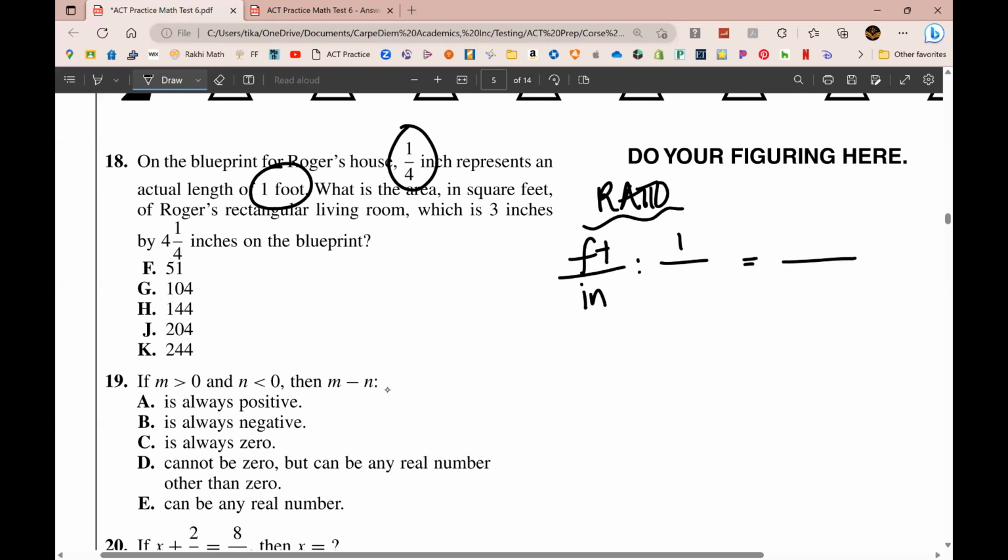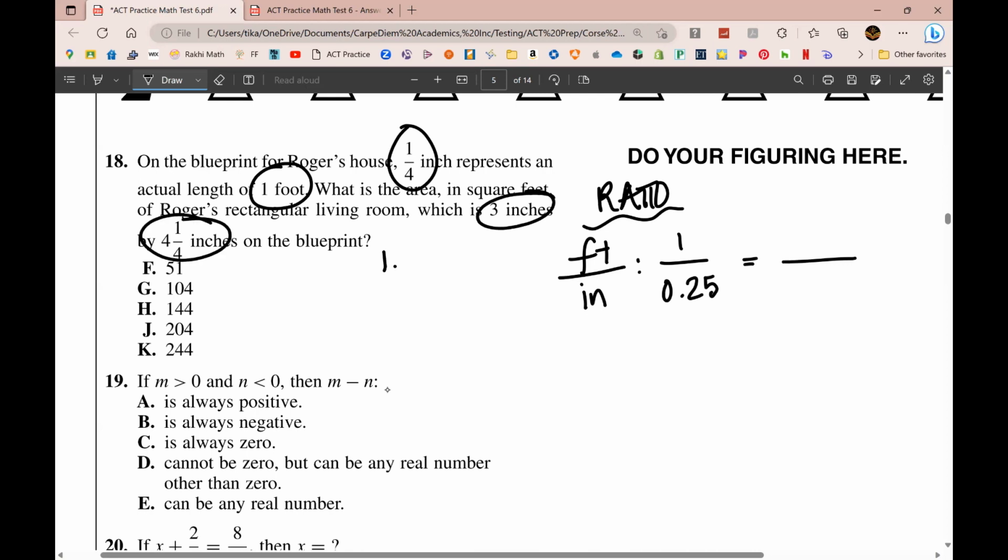So 1 foot is 0.25. Yes, you're not usually supposed to put decimals and fractions together, but it doesn't matter. That's not what's being graded right now. It says, what is the area in square feet of Roger's rectangular living room, which is 3 inches by this? This is a two-part problem.